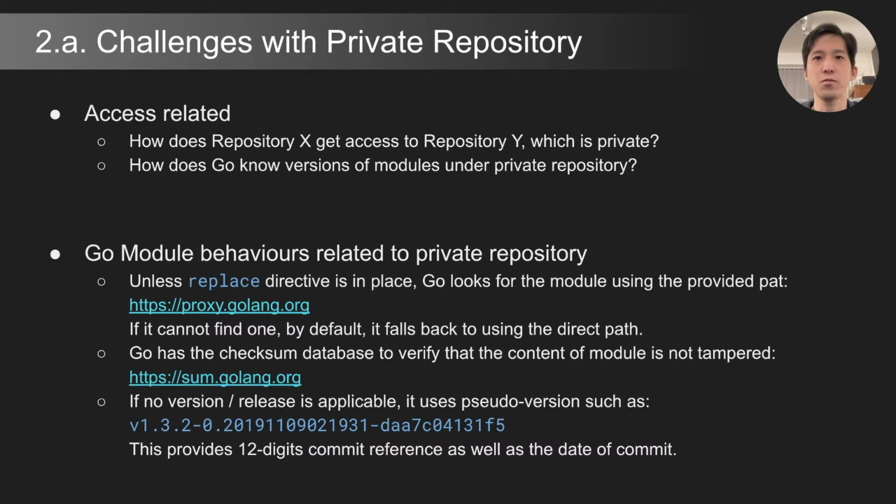Go by default uses a proxy server for pulling modules. The proxy server is provided by Google. Its default behavior is often sufficient because if the proxy server cannot find the target module, it falls back to use direct access to the version control system. Speaking of the proxy server, I also have to touch on the checksum database, which is also run by Google. It is a database holding all the hashes for modules all over the world, providing a way to verify that module content has not been tampered.